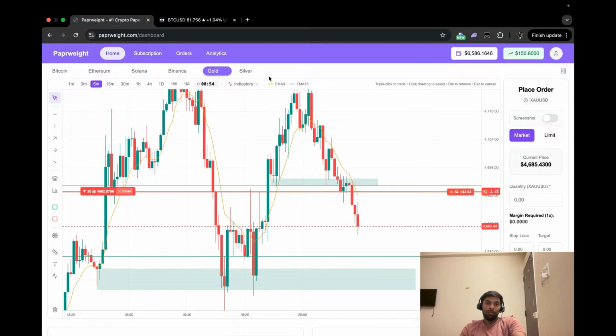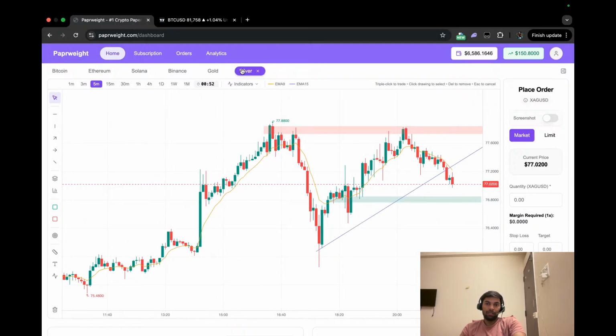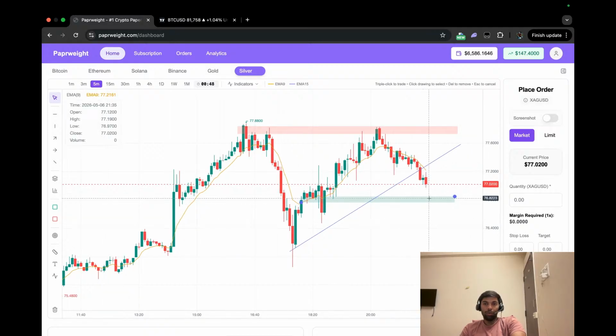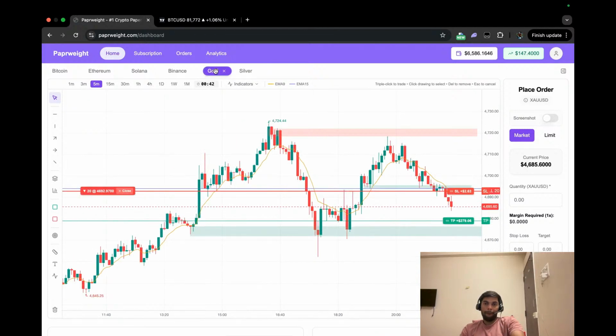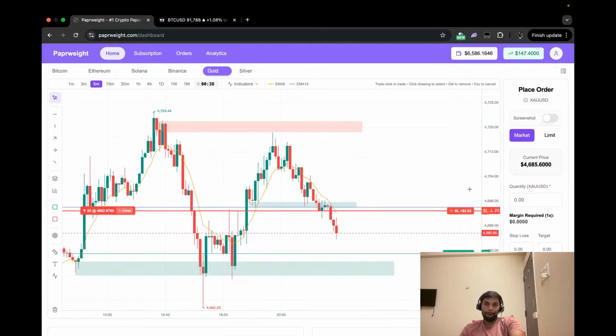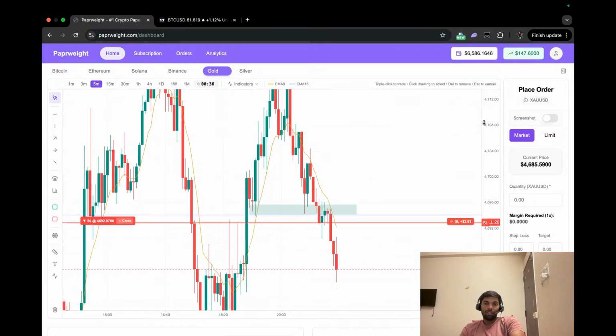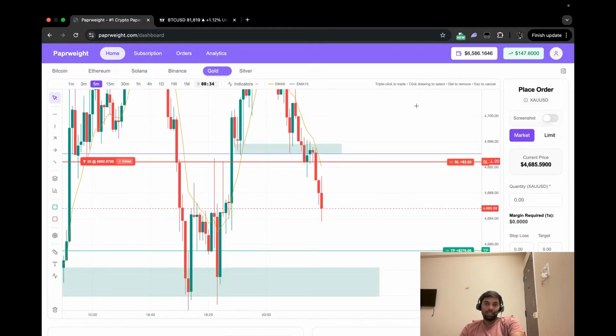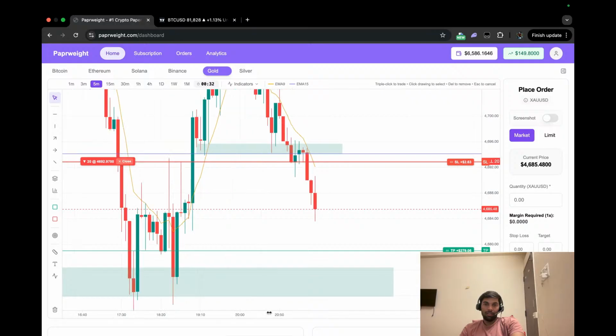Let's see what is happening at silver. Silver still has scope to come to this area. So let's give gold more time. For gold, this target is nothing, bro. This target is nothing.